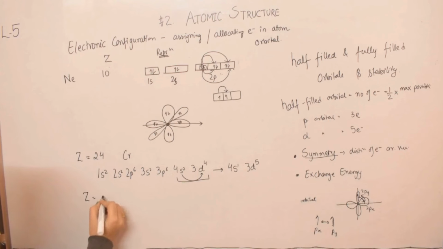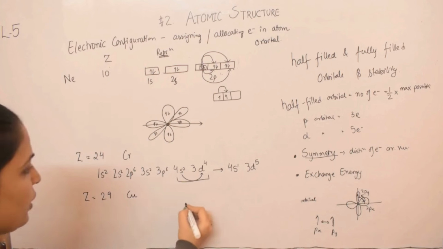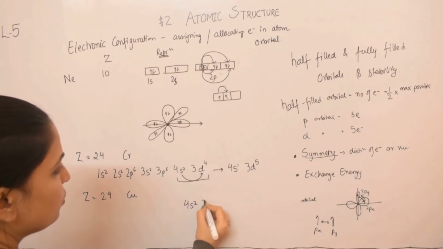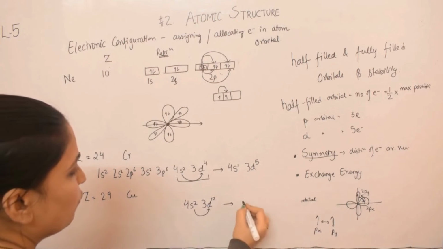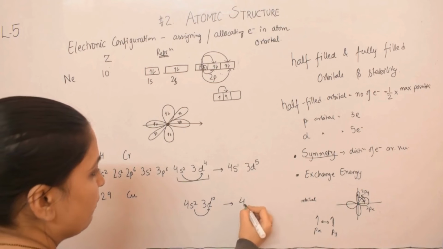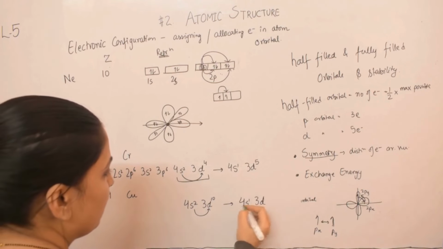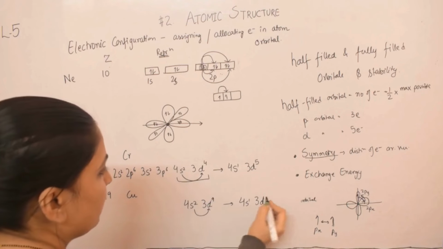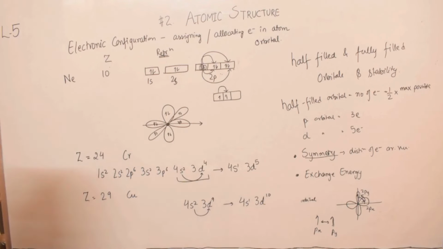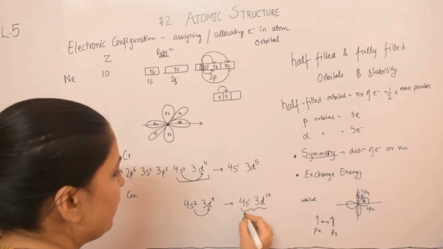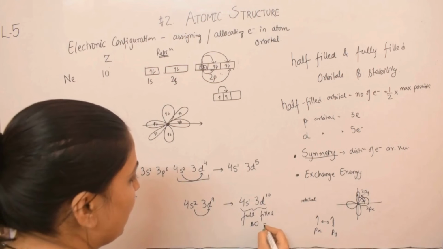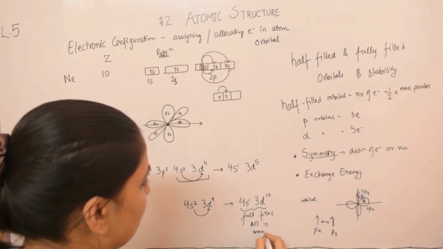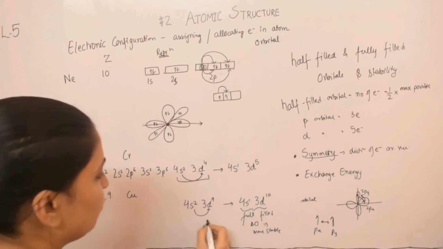Similarly, for Z equals 29 atomic number, which is for copper, the electronic configuration should be 4s2, 3d9. But again, an s electron is moving to the 3d orbital and giving us 4s1, 3d10. So it means this has a fully filled stability, fully filled atomic orbitals, and that's why it is more stable as compared to the previous one.